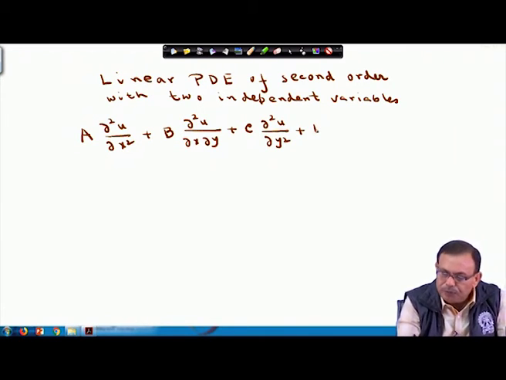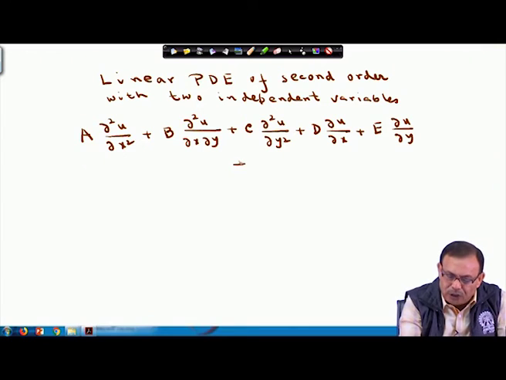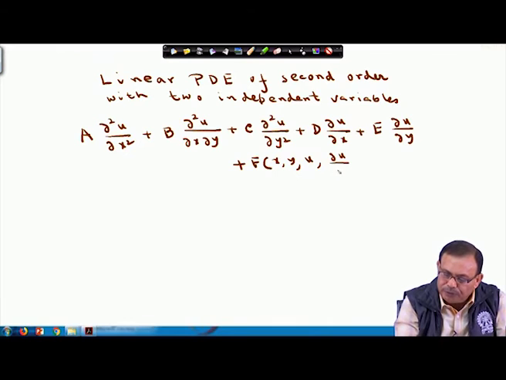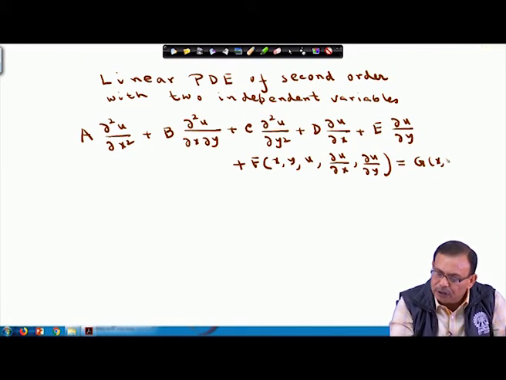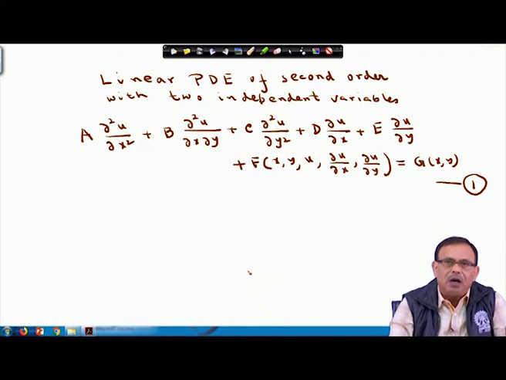plus d into ∂u/∂x plus e into ∂u/∂y plus some function of x, y, u, ∂u/∂x, ∂u/∂y, is a function of these. This equals g of x, y, say. So, this is a linear PDE of second order with two independent variables x and y.